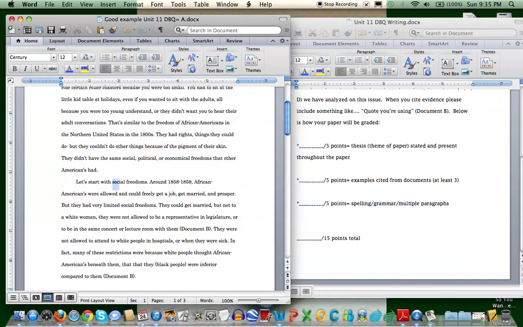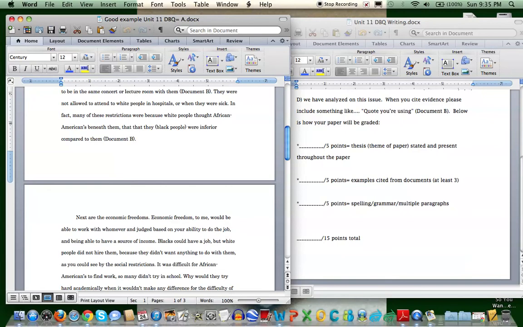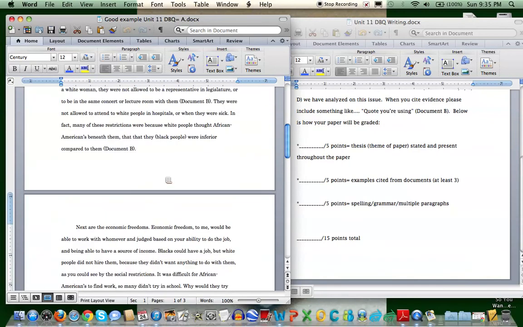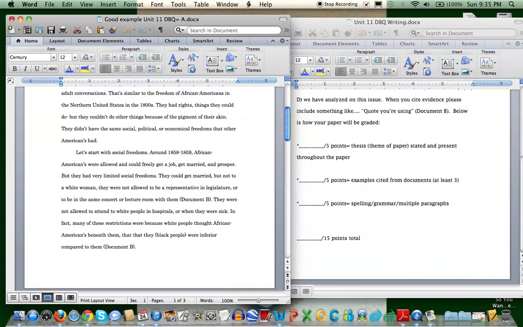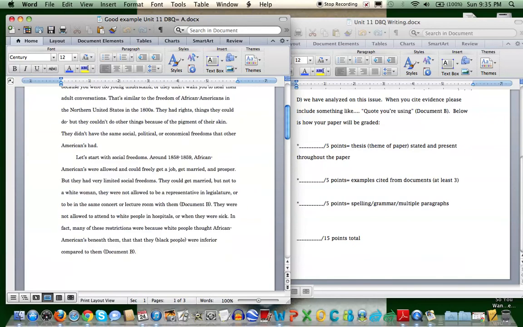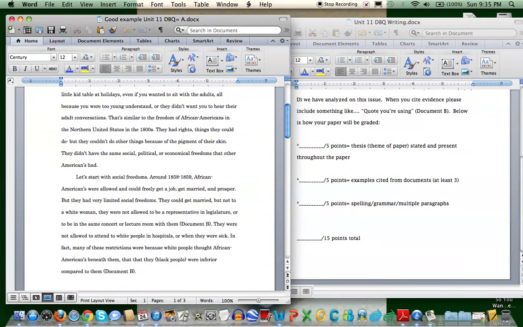They talk about social. This is about social freedoms. The one after that, political. Political is listed here. So one tiny little difference that this person could do is they could switch around their political and economic, because economic comes right here. But still, they're kind of showing me their roadmap. They're showing me where they want to go with the DBQ. Let's start with social freedoms.